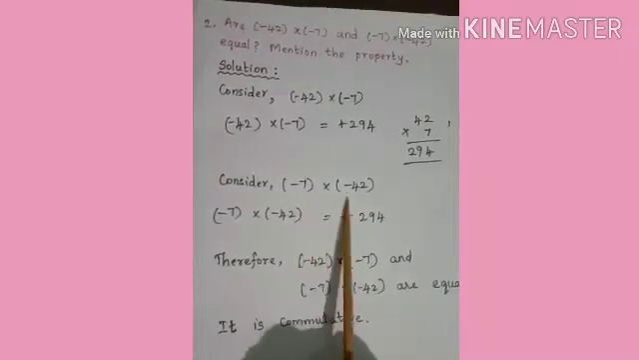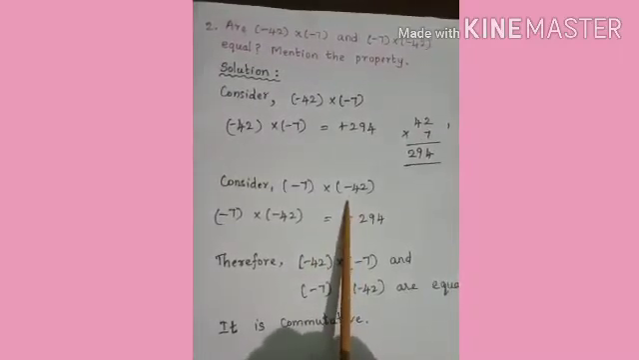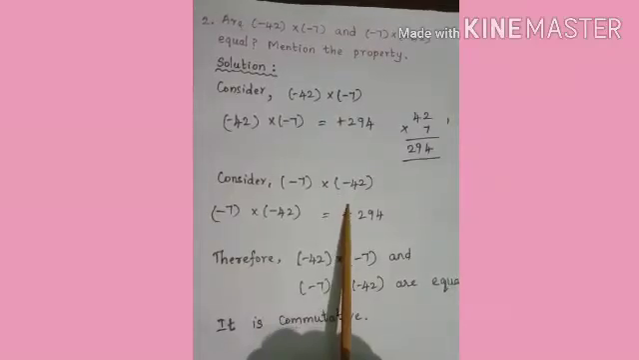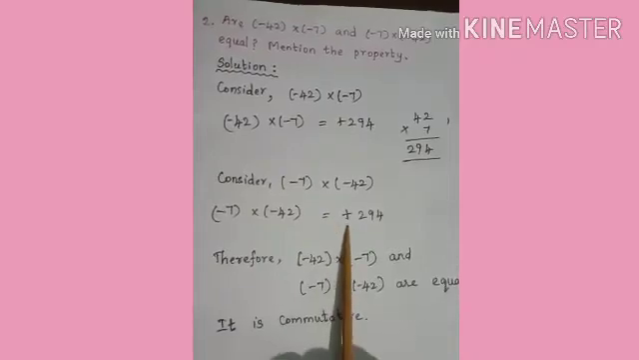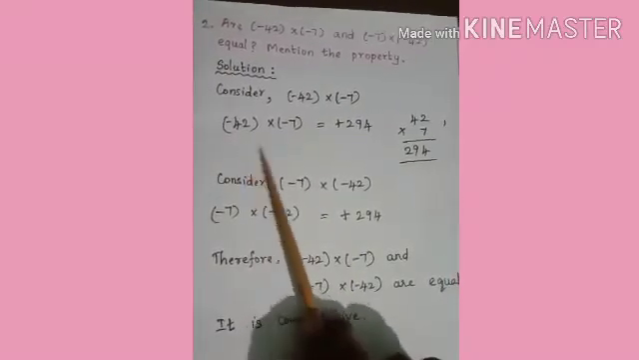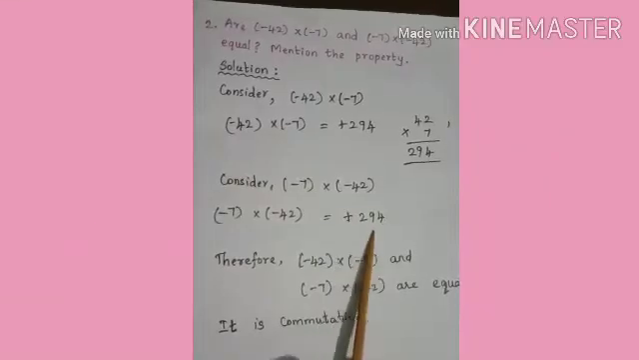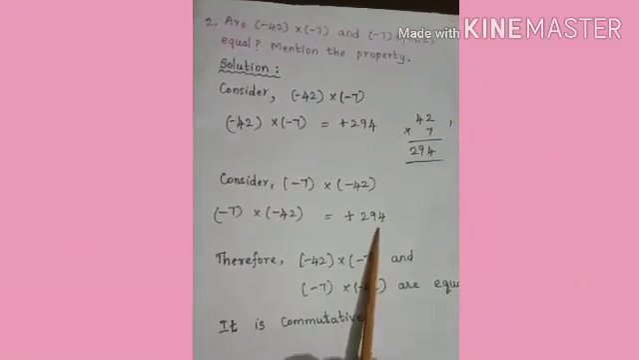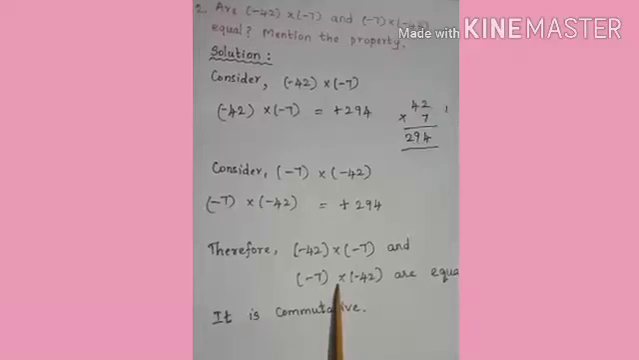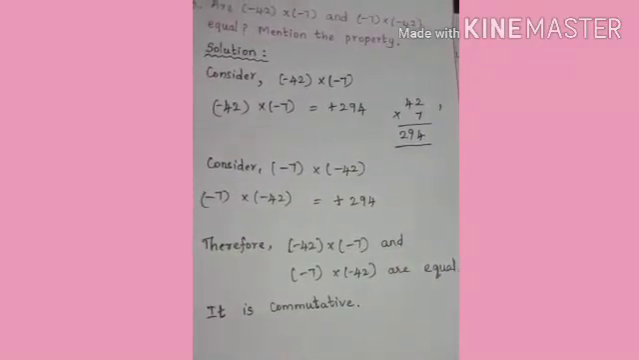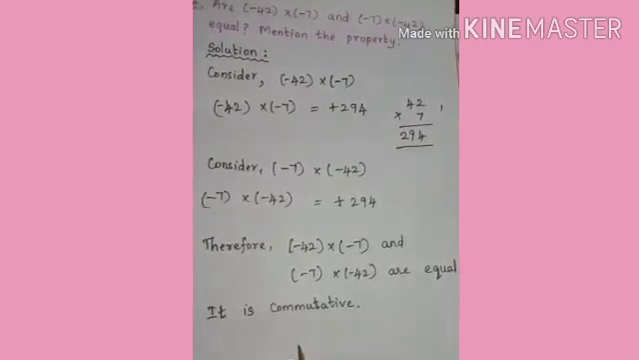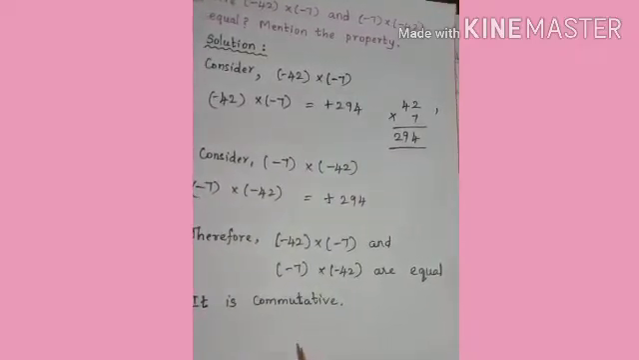Again, we have to use the multiplication integer rule. When we multiply two negative integers, it always gives a positive integer. It is the same as minus 42 into minus 7. That is plus 294. Therefore, minus 42 into minus 7 and minus 7 into minus 42 are equal. So, changing the order of multiplication does not change the value of the product. Hence, we conclude that multiplication of integers is commutative.